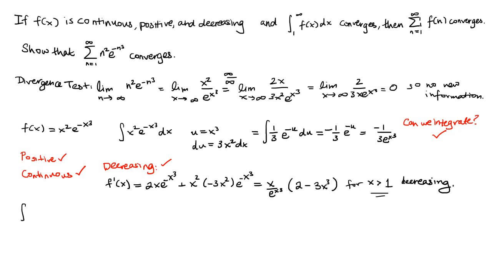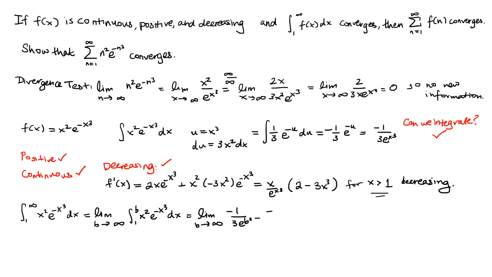So the integral from 1 to infinity of x squared e to the negative x cubed is equal to the limit as b goes to infinity of the integral from 1 to b of x squared e to the negative x cubed, which is the limit as b goes to infinity of negative 1/3 e to the b cubed minus negative 1/3 e to the 1 cubed.